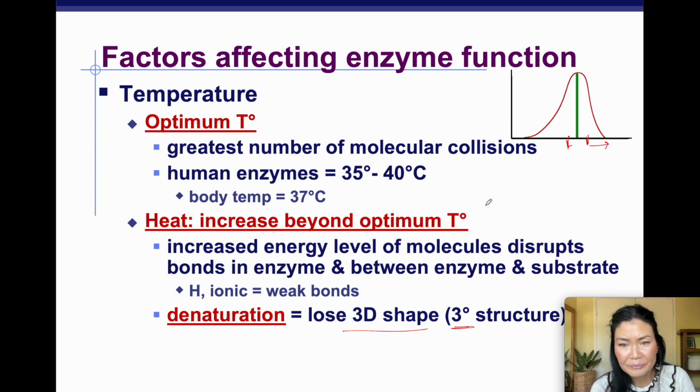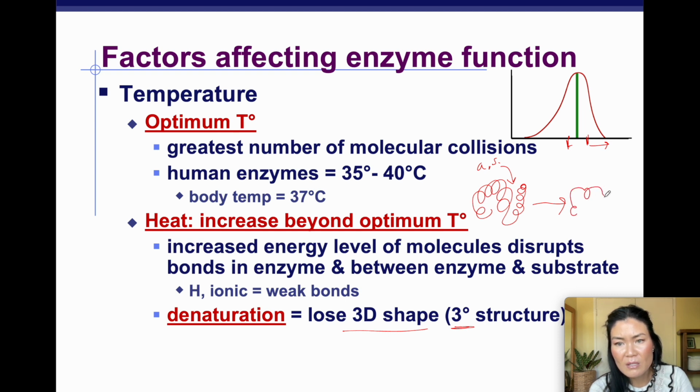If I draw an enzyme, maybe shaped like this, and let's say this is our active site. When we heat it up beyond 40 degrees, the bonds that are holding the enzyme in its shape are going to be broken. Maybe it's now like this. Where's that active site? It's not there. And so the substrate can't bind and no product will be made. The enzyme will not be able to speed up the chemical reaction.